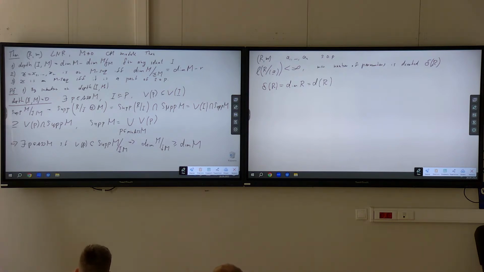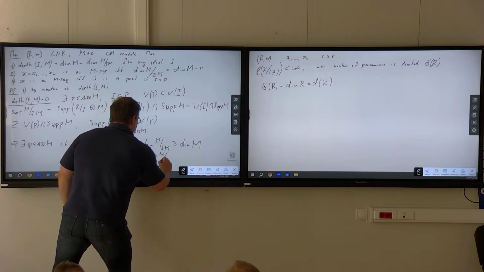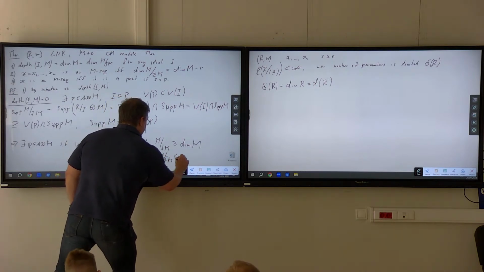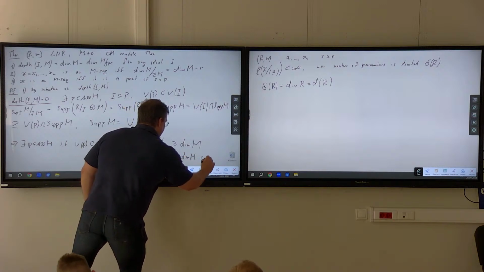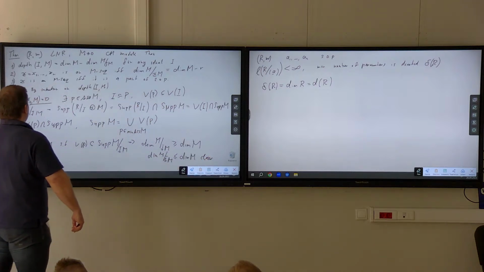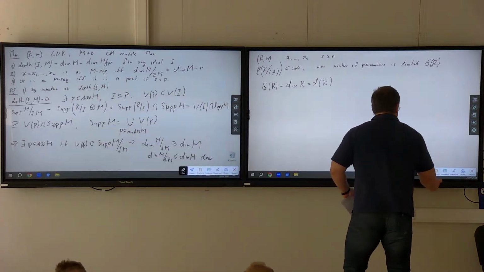Geometrically, this is absolutely clear. But of course, the reverse inequality is trivial. If you restrict M to some subscheme, well, the dimension of M modulo IM is less than or equal to the dimension of M. This is clear by trivial reasons. So the dimensions are the same if the depth is equal to 0. So we have the base of the induction.